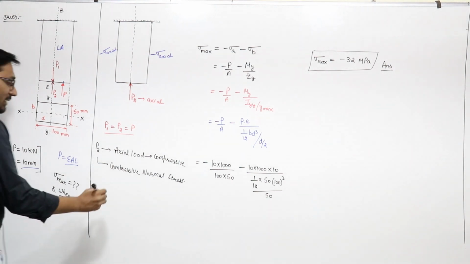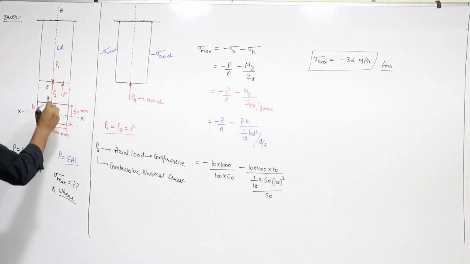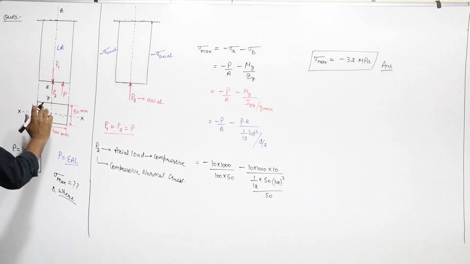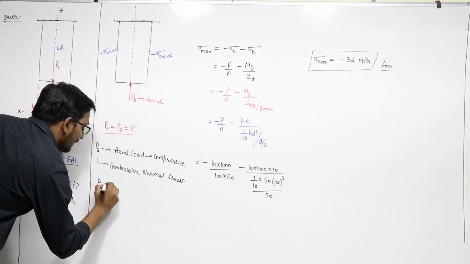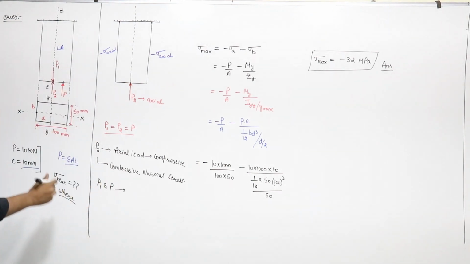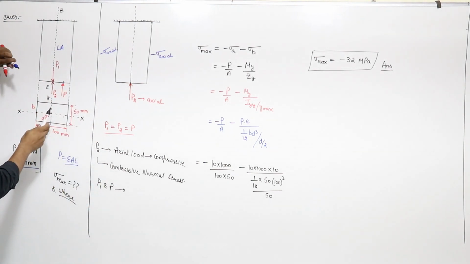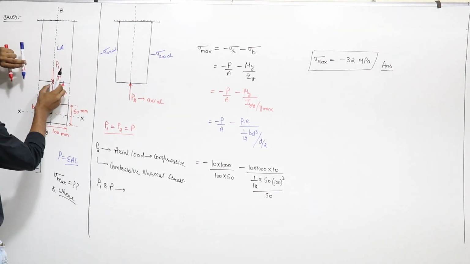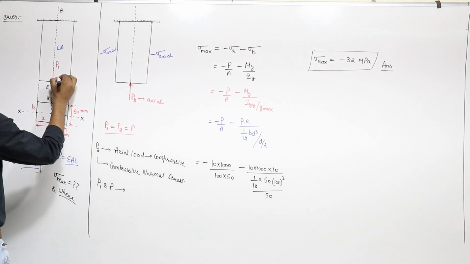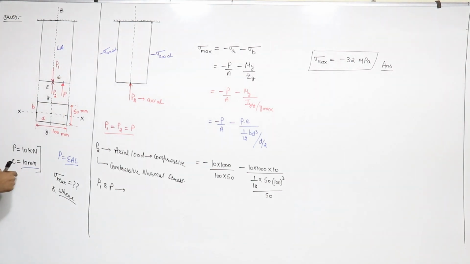Now this P2 is gone, and what is left with us is P1 and P. These loads P1 and P will be equal and opposite forces, but at a distance between them of some eccentricity, let us say E, which is 10 mm.